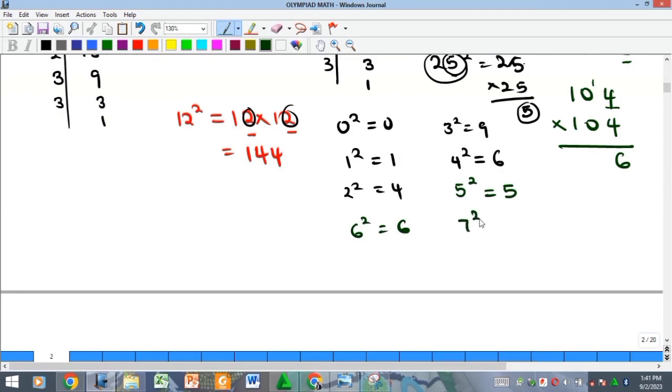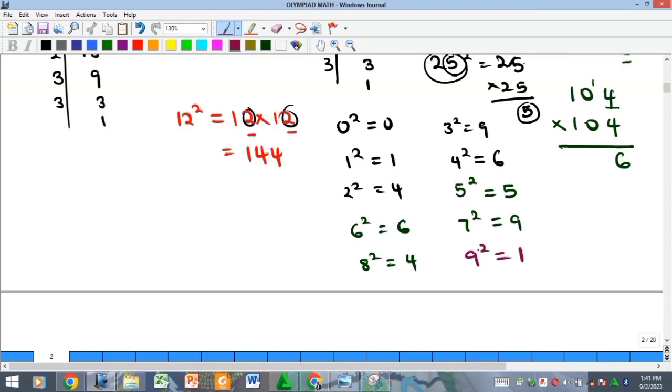What about 7? 49, 9 is the last digit. What about 8? 64, 4 is the last digit. What about 9? The square of 9 is 81, 1 is the last digit. And finally, 10 is 2 digits, and the last digit is 0, so let's leave that.